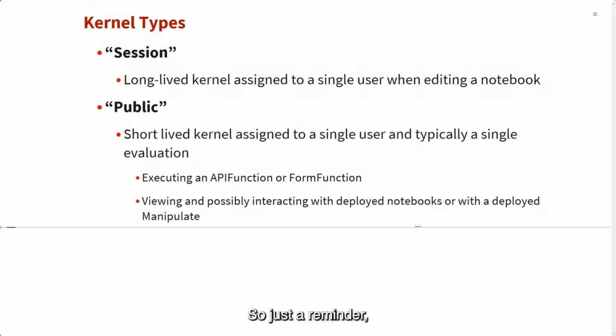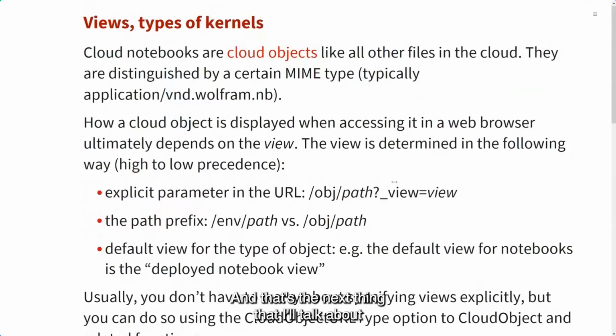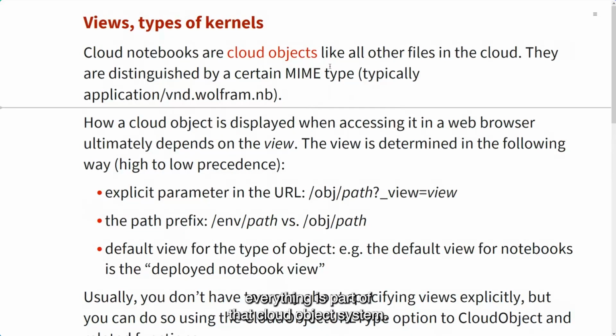Just a reminder, there are different types of kernels, and depending on what view you're in is where you'll use these. The next thing I'll talk about, tied to the types of kernels, is the concept of views. Cloud notebooks in particular are cloud objects, like all other files in the cloud. The cloud object system is what allows us to map the contents of your cloud object to a specific URL, whether that's viewing and rendering a notebook or executing an API. Everything is part of that cloud object system.